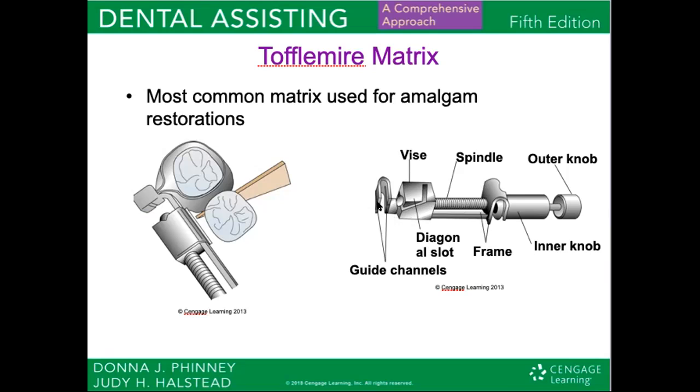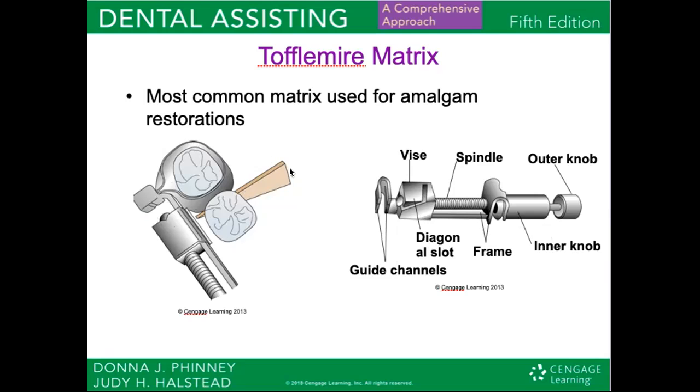And then we have guide channels on this end of the Tofflemire, and there are different channels here that will be used depending on which tooth and which area of the mouth the tooth is in. And so this is what the system looks like when it's installed on the tooth. So we have the Tofflemire here that's holding this matrix band, which is basically a ring that slides around the tooth. And then this inner knob tightens this ring around the tooth. So the more you tighten the inner knob, the more that ring will tighten.